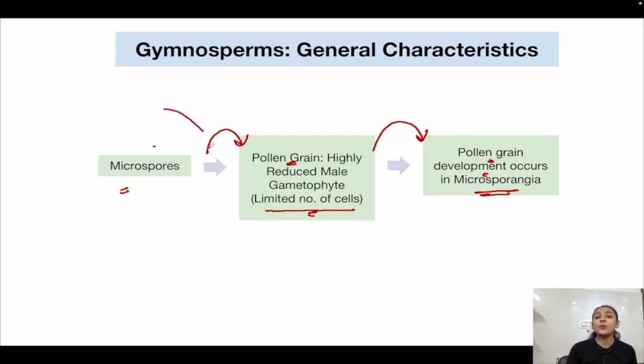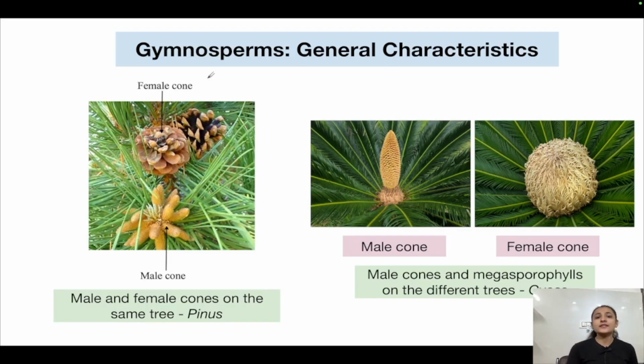And how are pollen grains formed? Microspores mature into pollen grains. Okay, microspores develop into pollen grains and pollen grains develop further in the microsporangia only. When the pollen grains are released and when they reach the female sex organ, there they will germinate further, okay, and produce a pollen tube. Now let us move forward. So male and female cones can be either present on the same tree. What is this condition called?